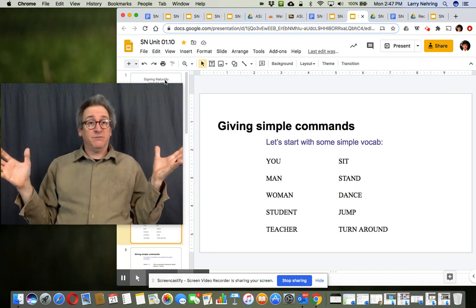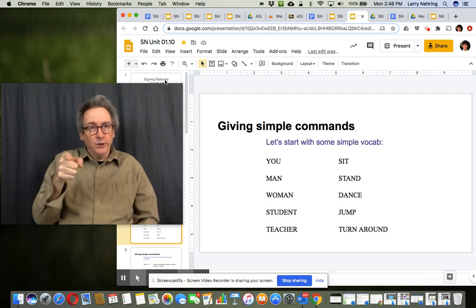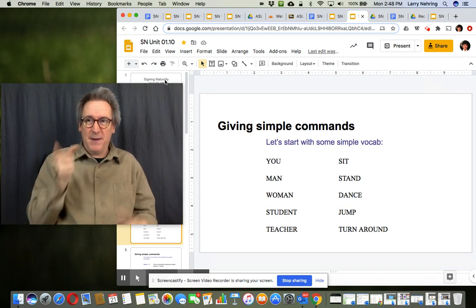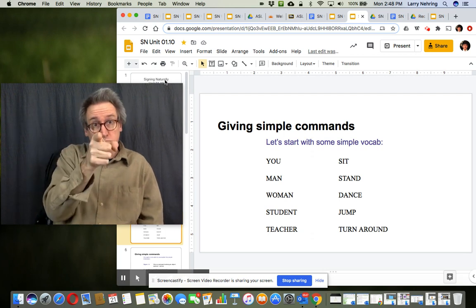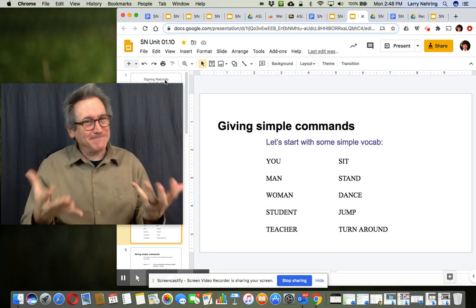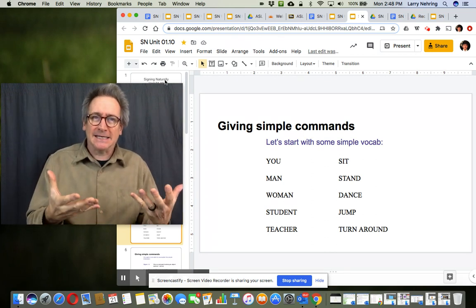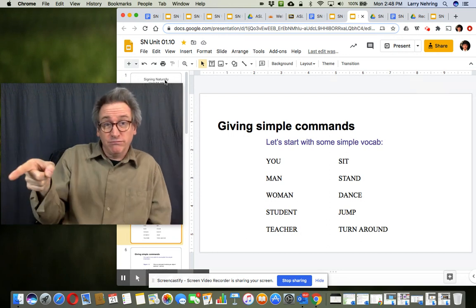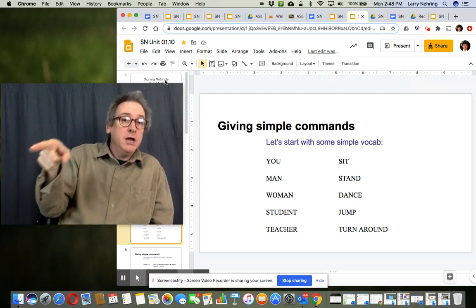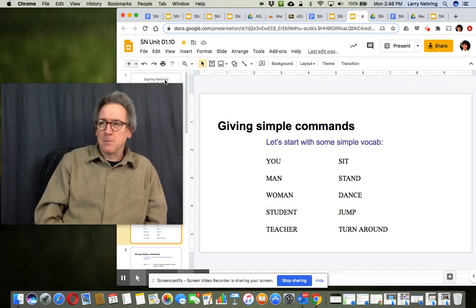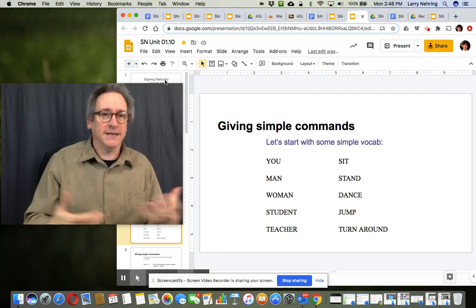So a couple of simple vocab. We know pronouns: you, me, that person over there. In this case, since you're giving a command, you're talking to the person, right? So you. Man, woman, unless you know the person, you may not want to make that assumption, right? So, hey, you. You've noticed in the videos that people do this a lot at the start of a conversation. It's a way of getting attention, right?